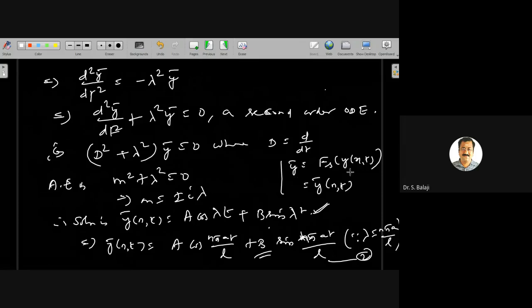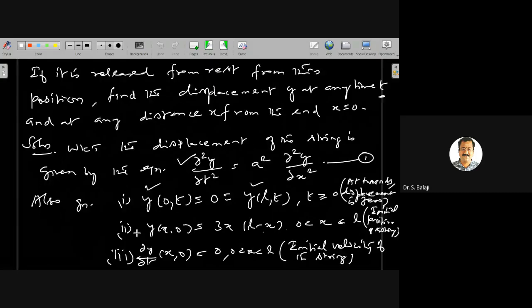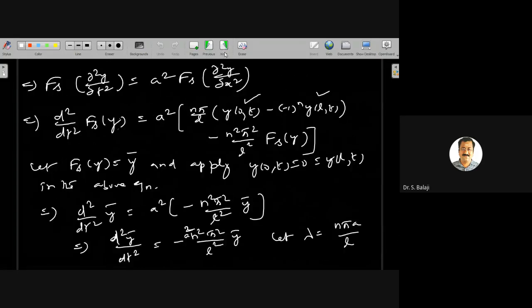The result is a function of n and t here, y bar(n, t). Therefore, you can replace lambda in terms of n, n pi a by L, so n pi a t by L. Yes, this is the idea. Now you have to identify these two constants a and b. After that you have to take the inverse Fourier sine transform. That is the thing you have to follow. But in order to identify the constants a and b, we can apply these initial conditions, the second one and the third one.